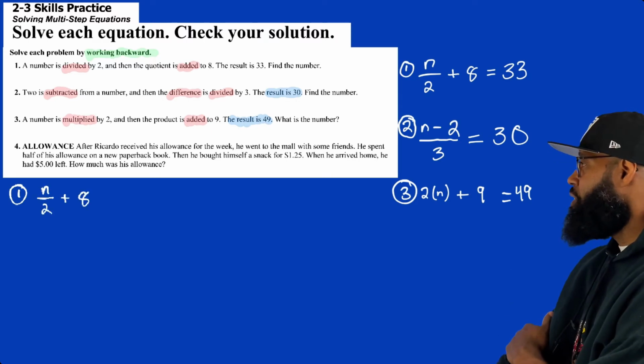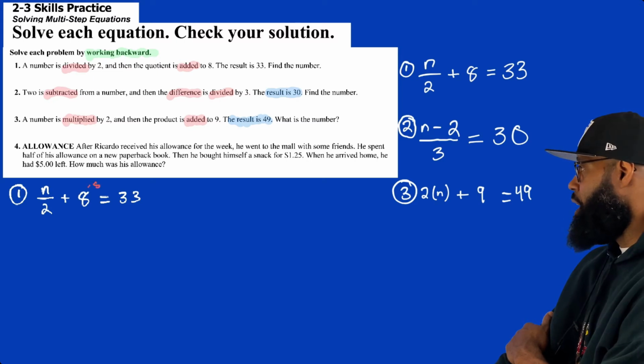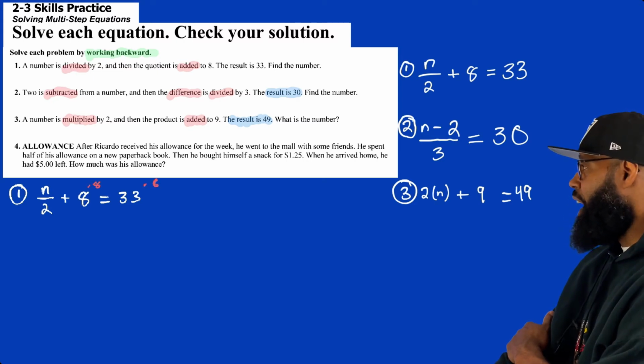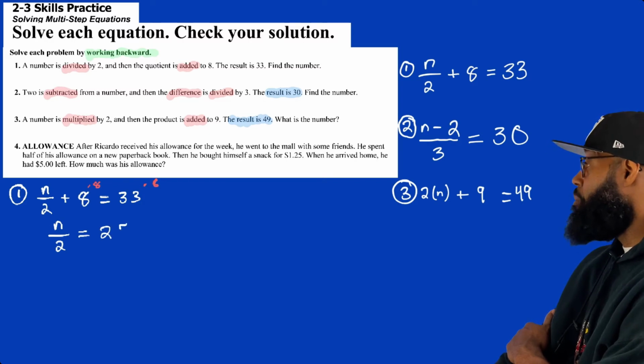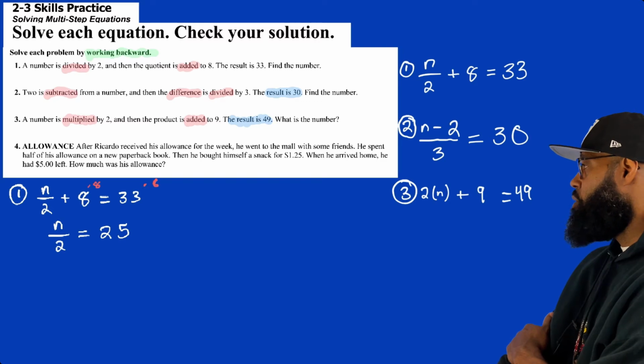So solving this 2-step. Now I call it a 2-step because there's 2 operations happening. I see division and I see addition. The opposite of adding 8, subtracting 8. By doing that, the 8 goes away on the left, and now it's just n divided by 2 is equal to 33 minus 8, which is 25. So now undoing dividing by 2, I would multiply by 2. So there's multiplying the left side by 2 and the right side by 2. N is now equal to 50.